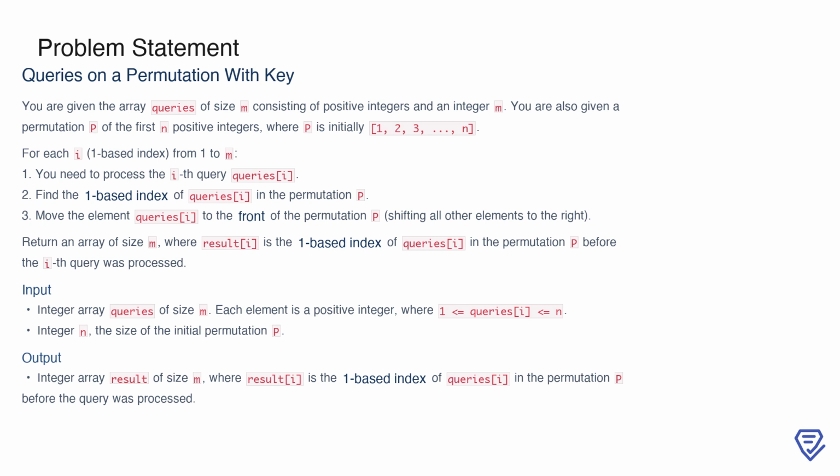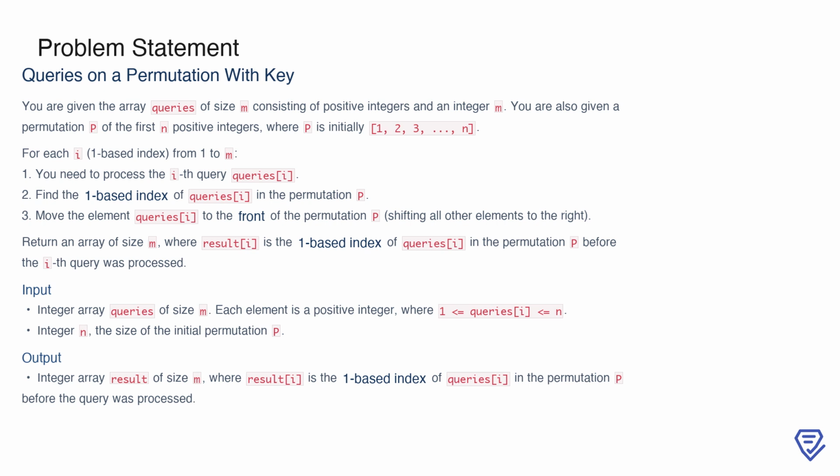In this problem, you are given an array called queries that consists of positive integers, along with another integer n. Using n, we construct a permutation p of the first n positive integers, which starts off as 1, 2, 3, up to n. The task involves processing each query in the queries array. For each query, you need to find the one-based index of the query value in the current permutation p. Once the index is found, the query value is moved to the front of the permutation, and all other elements are shifted to the right to maintain the order.